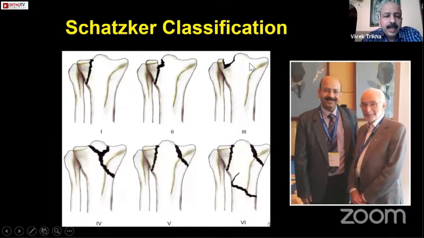We'll see through a set of cases where and how we are nowadays planning our surgery and how we are making sure that the results are getting better and better.